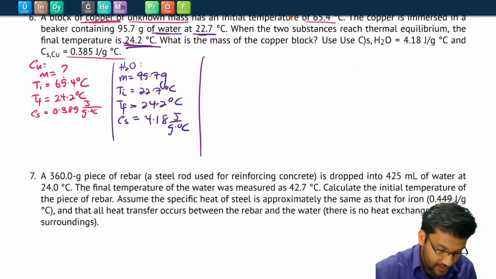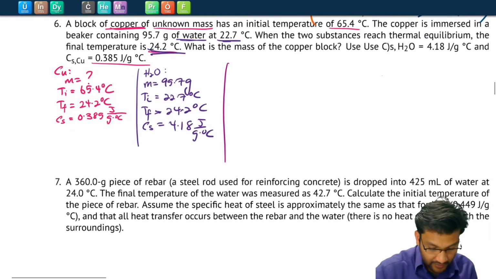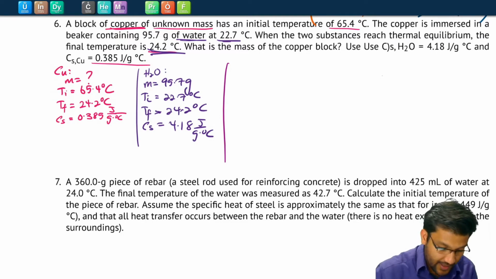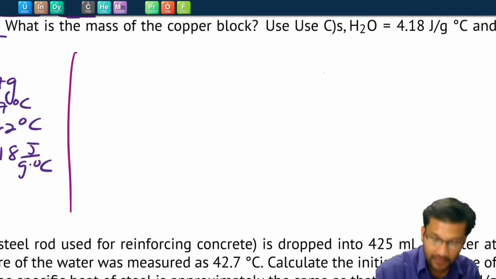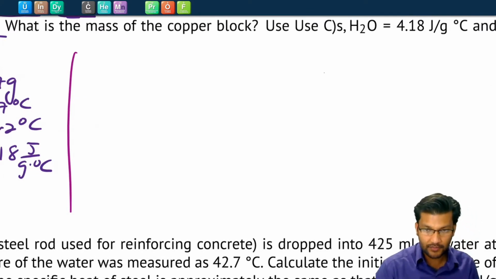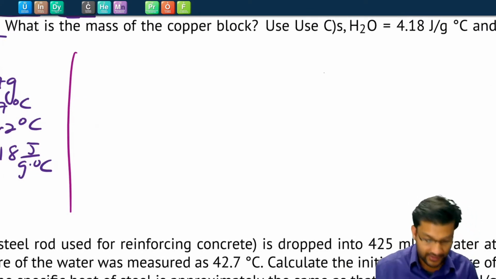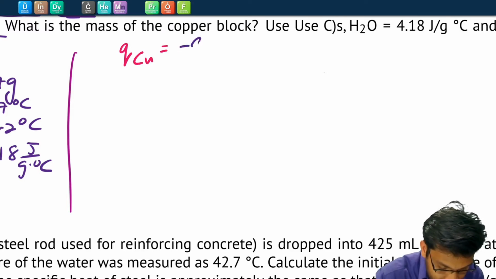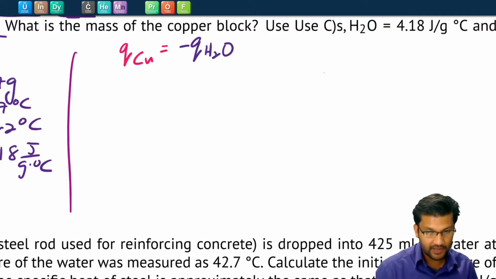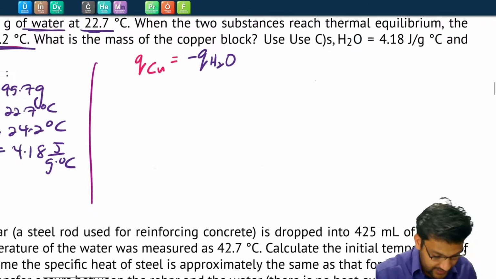Okay, now that we have all of the information the question is giving us, let's set up our thermal equilibrium problem. So we know that the heat lost from one part of the system is equal to the heat gained by the other part. So we can write the heat from the copper is equal to negative the heat from the water. Right? The heat lost in one is the heat gained in the other. So we could set that up.